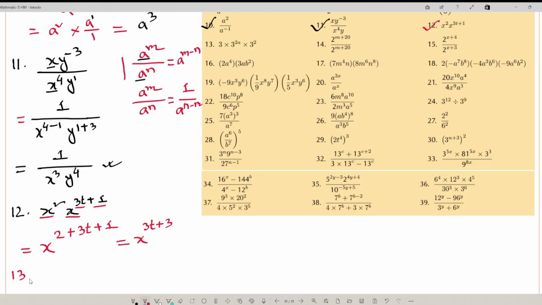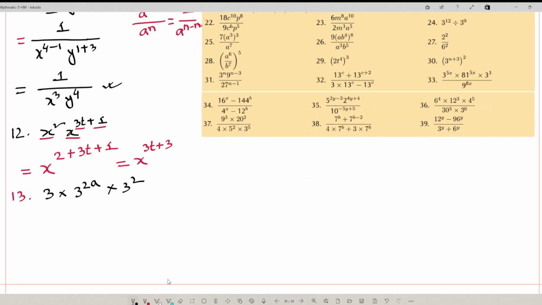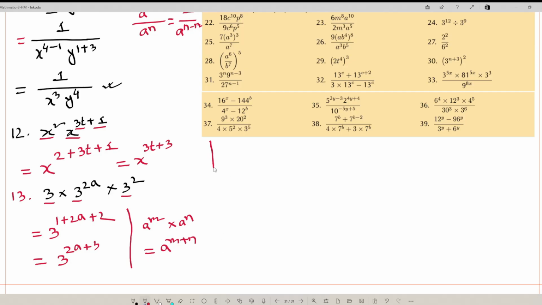Now number 13. 3 times 3 to the power 2a times 3 square. Okay, so here the base is 3 and the powers will be added, so it means 3 to the power 1 plus 2a plus 2. So our answer is 3 to the power 2a plus 3, and we are following a to the power m times a to the power n equals a to the power m plus n. Okay, so number 13 done.